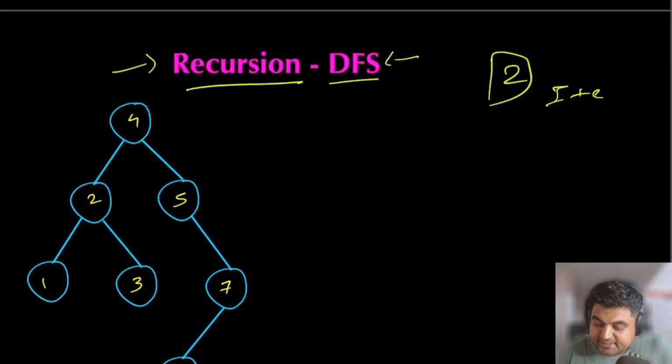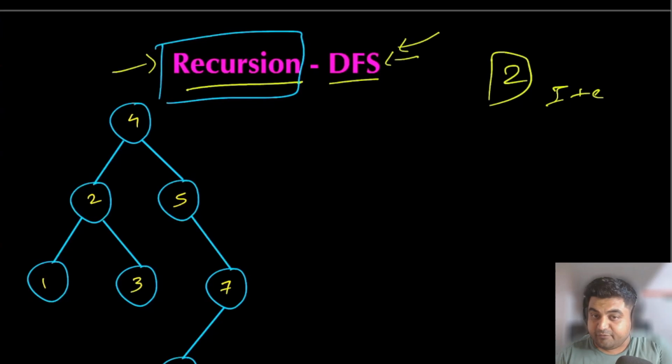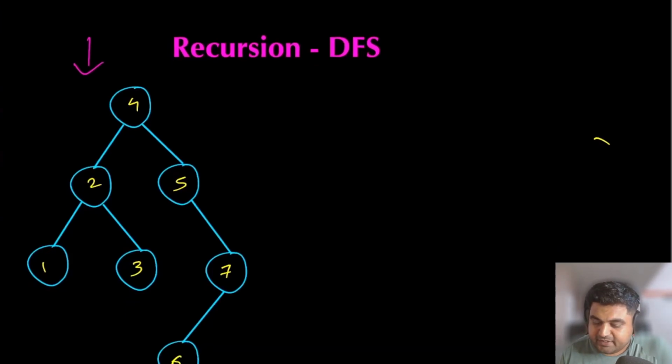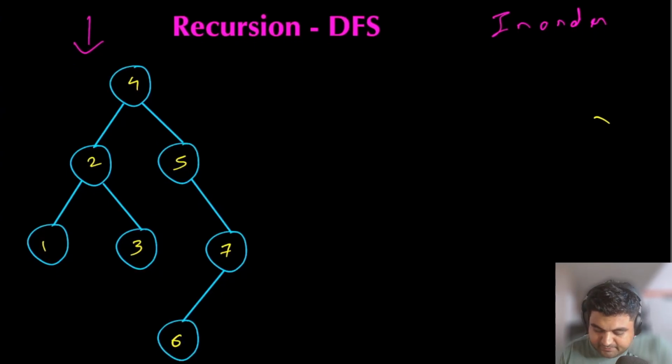Now, before diving deep into DFS, first you need to understand how a typical recursion works. If you don't know what recursion is or how recursive functions behave, I encourage you to first go ahead and study recursion. In this example, we have a binary tree, and for this binary tree we will try to do the in-order traversal. Again, in-order traversal means left, node, and then right. This is the logic we are going to apply.